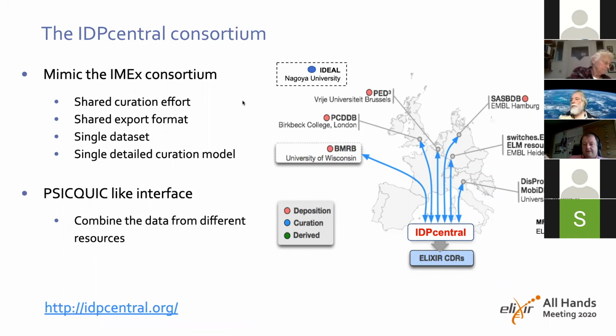We have the consortium in place. It will span across the globe, actually, because we have partners in the US, which would be the BMRB, the Biological Magnetic Resonance Data Bank, which is the main repository for NMR data, and we have the IDEAL database at Nagoya University in Japan. So this is where we currently stand.